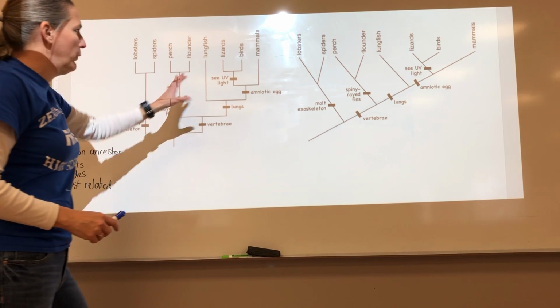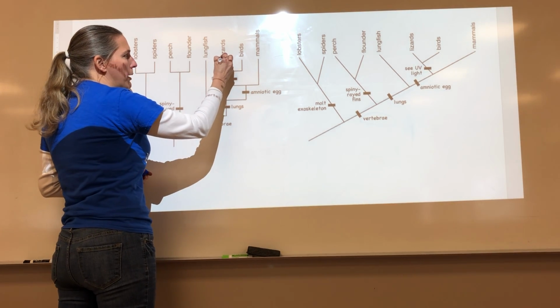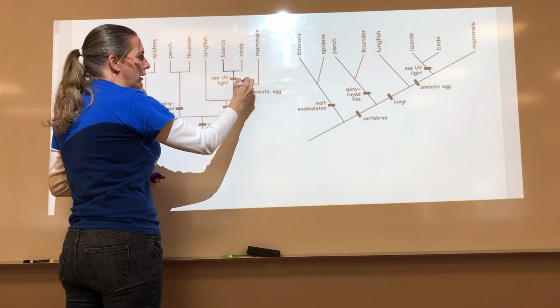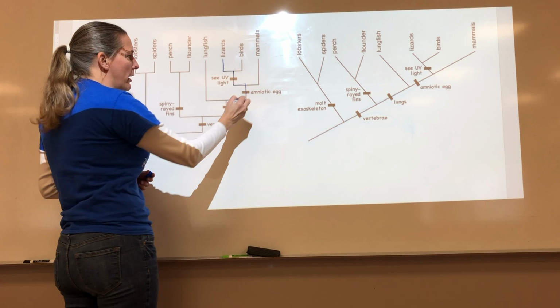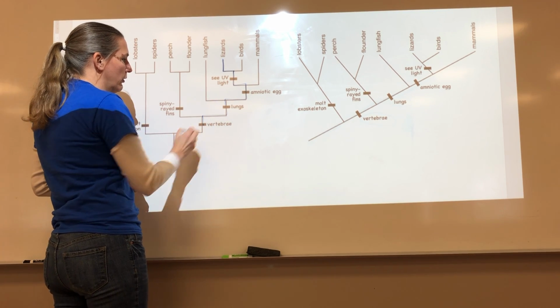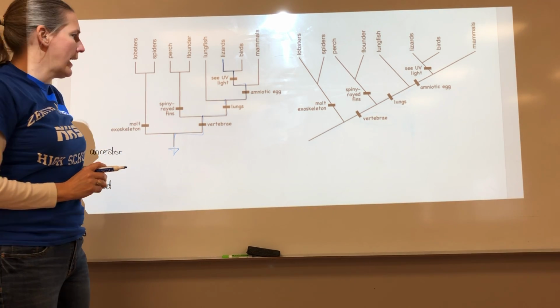The same thing works if you were to come and look at this one. So again, if I take lizards, I'm going to work my way back. I get to here, I see UV light. I get to here, I have an amniotic egg. I get to here, I have lungs, vertebrae, and those are the 4 traits that I have.